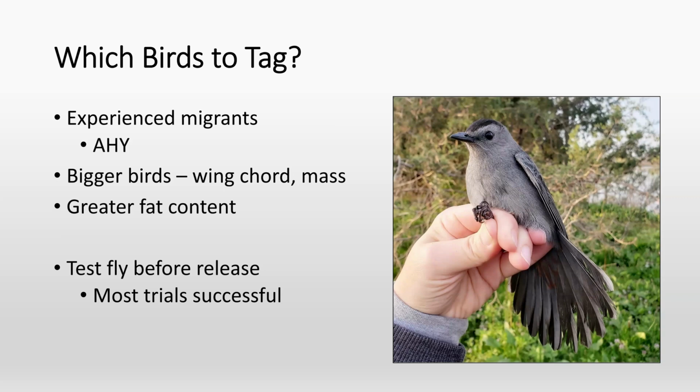And just for my own sake, I like to do the bigger birds, better fat content. It makes me feel better that they're going to be okay and not have any issues with the nano tag. So they were all good migratory condition birds, like nice fat. For me, that's three fat or above if you scale fat.